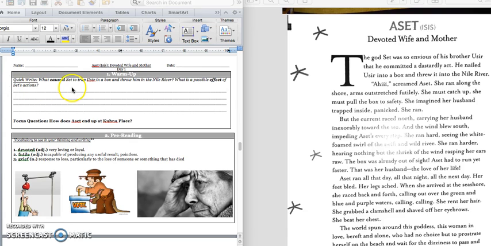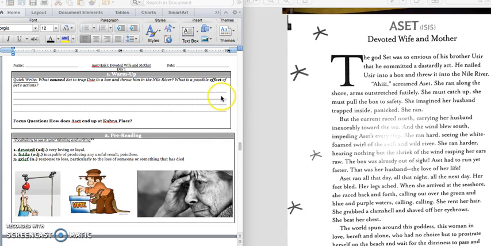What caused Set to trap Useer in a box and throw him in the Nile River? What is a possible effect of Set's actions? Well, we know that Set's envy or his jealousy of Useer is what caused him to put Useer in a box and throw him in the Nile River.